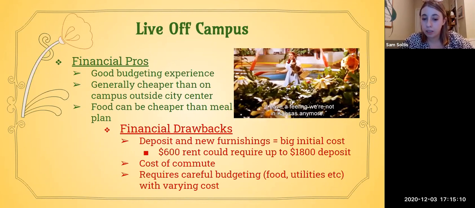super close to campus. And even though it is a great budgeting experience, it's all on you to keep track of all of your bills. So your rent, your utilities, your food, all of that fun stuff. And if it's your first time doing it, it could be a little difficult to really keep track of everything at first.